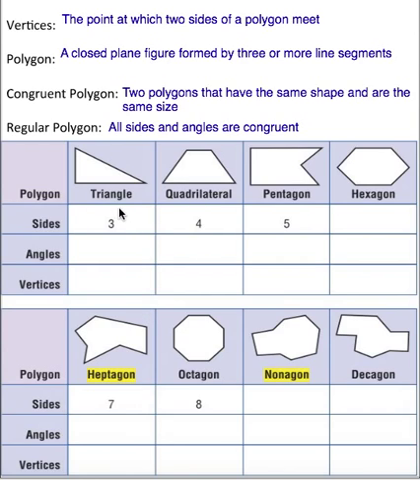So let's start with a triangle. A triangle has 3 sides, which has already been there for us, and as we talked about, it already has 3 vertices and 3 angles. And remember, vertices and angles are going to be very similar.